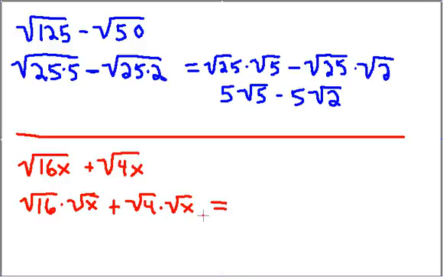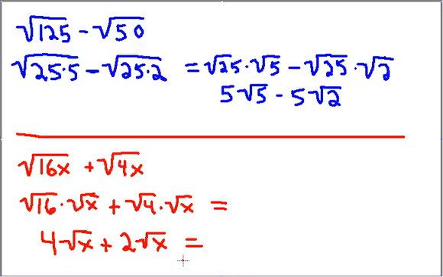We can now just simplify by taking the square roots of those. What is the square root of 16? Well, the square root of 16 is 4. And 4 times radical x is simply 4 radical x. Then we're going to add to it the square root of 4 times the square root of x. The square root of 4 is 2. The square root of x is radical x. So what we now have is 4 radical x plus 2 radical x.